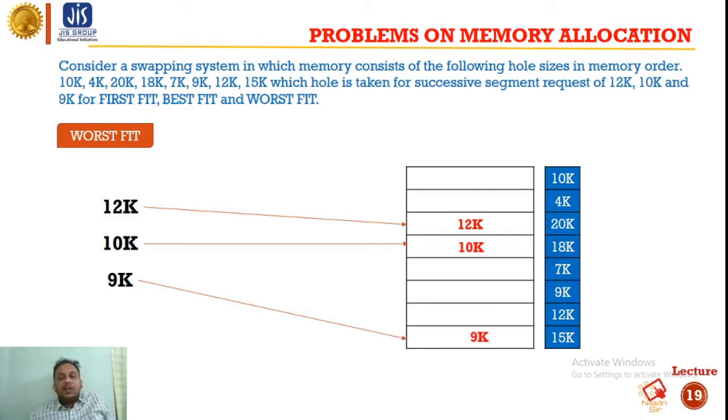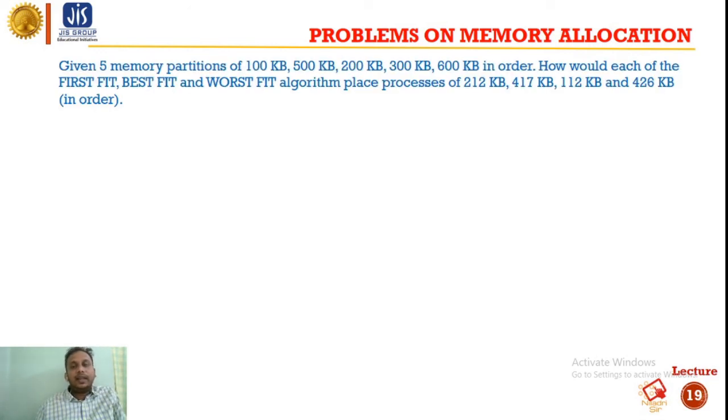So in this worst case fit, we will find the largest among these holes, and we will first insert the first request in the largest, and we will put the second request in the second largest, and this is how we will go on. Okay, so let's do another example.